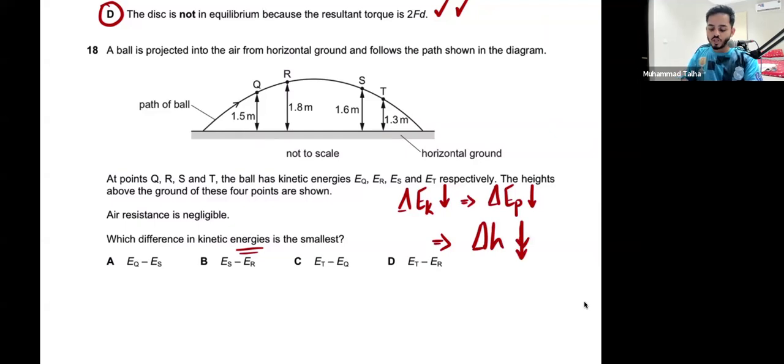If I look at the first option, EQ minus ES, so this is 1.5, this is 1.6, the difference is only 0.1. ES and ER, 1.8 and 1.6, this is a difference of 0.2. ET and EQ, so EQ and ET are 1.5 and 1.3, the difference is again 0.2. ET minus ER, the difference is 0.5. Smallest difference in height leads to the smallest change in kinetic energy as well.